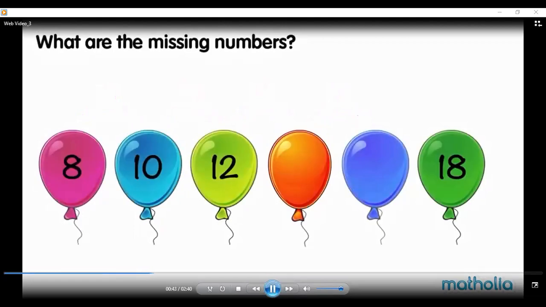What are the missing numbers? This time, but how are we counting? We've got 8 and then a 10. We're adding 2, aren't we? We're counting by 2. 8 plus 2 is 10. 10 plus 2 is 12. Who can tell me what the next number is? What is 12 plus 2?